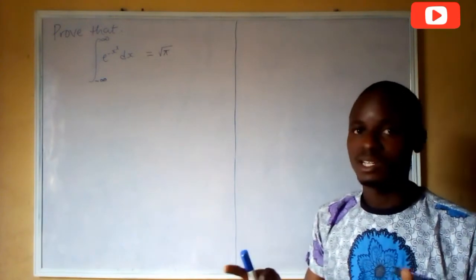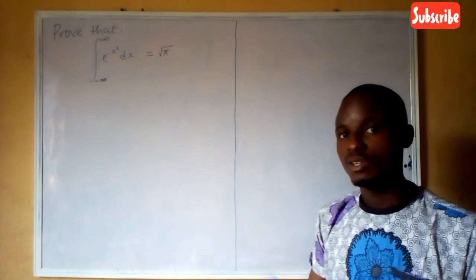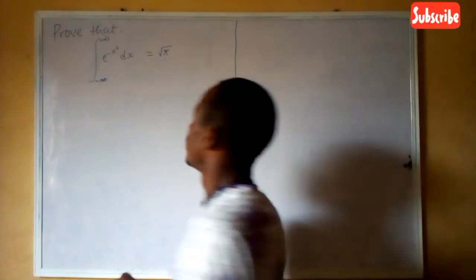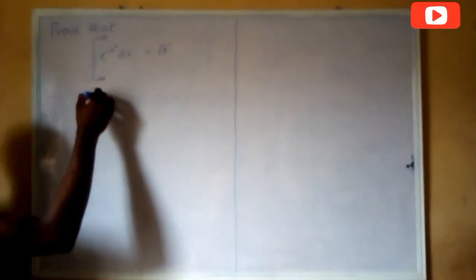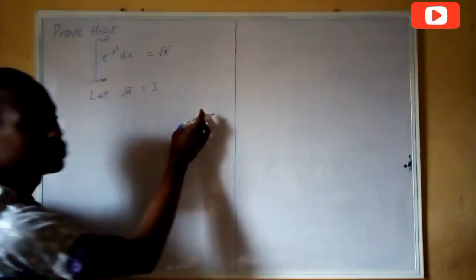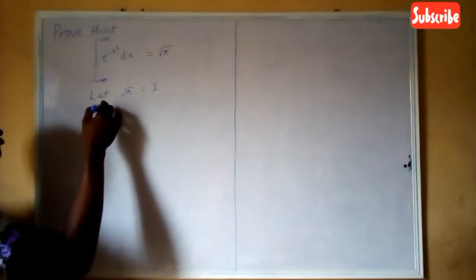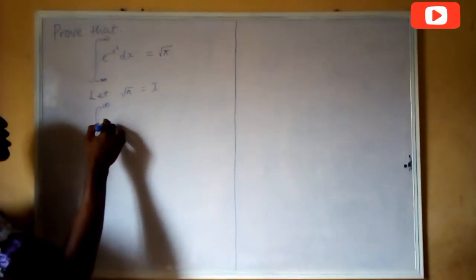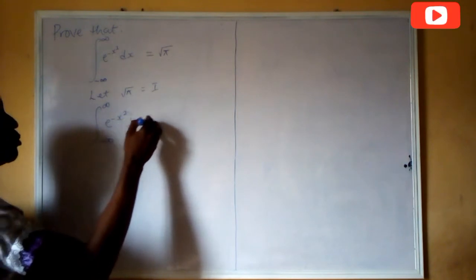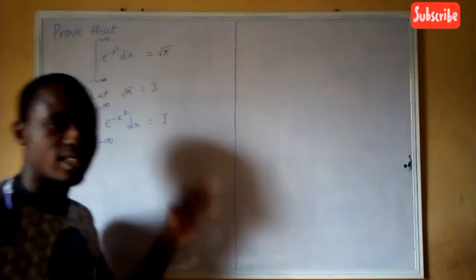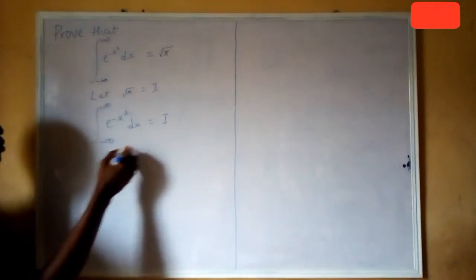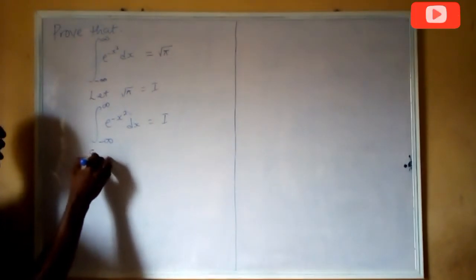This integral has a property that when you square it, it gives you the integral of two distinct variables. So let's look at it. Let I equal the integral from minus infinity to infinity of e raised to minus x squared dx, which equals the square root of pi. As I said earlier, we can square both sides so we can have our polar coordinates. So how do we do that?